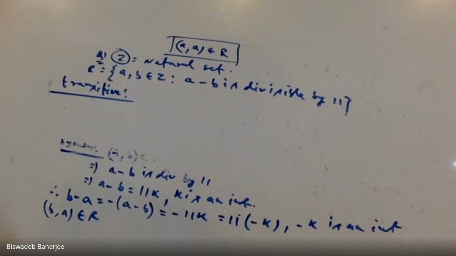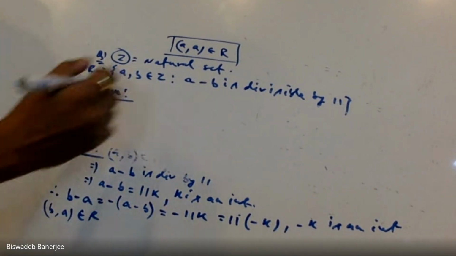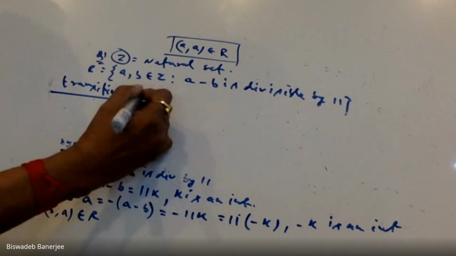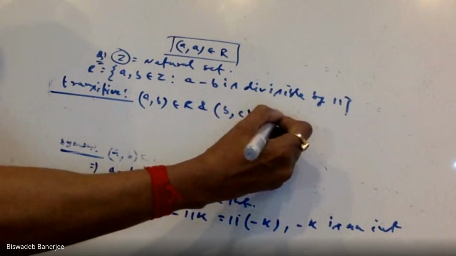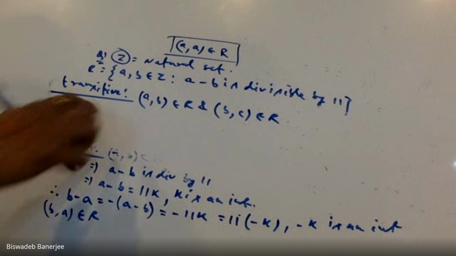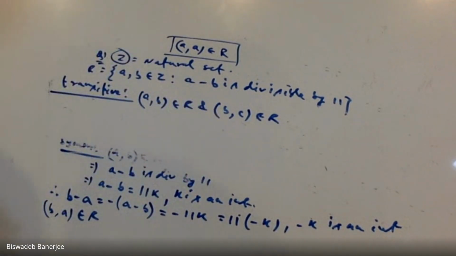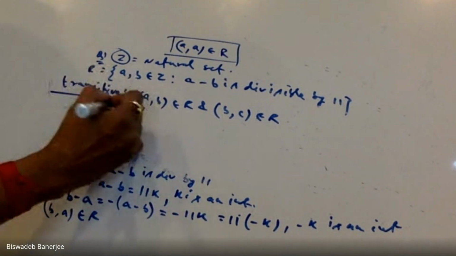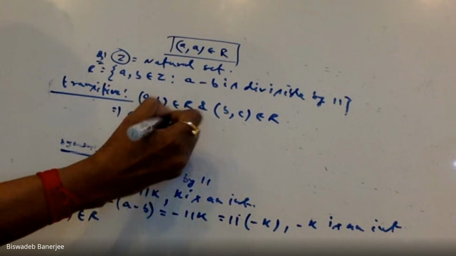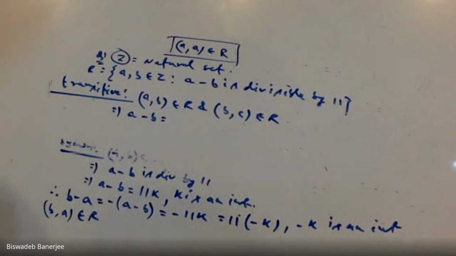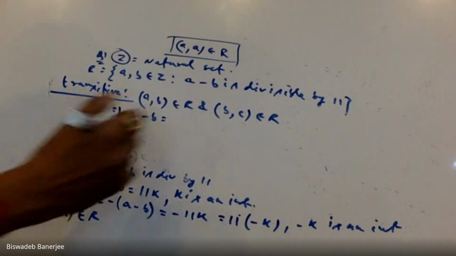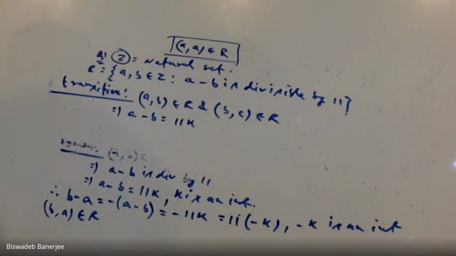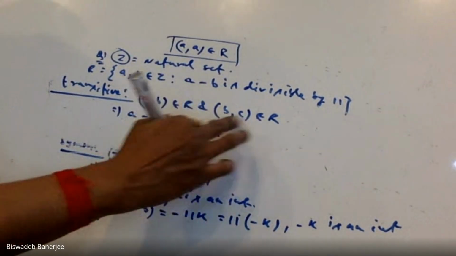Transitive. Now for transitive, we know we have to assume (A, B) belongs to R and another pair (B, C) belongs to R. Always remember this: A, B, C belong to Z. Now if (A, B) belongs to R, it implies A minus B is divisible by 11. That means it is a multiple of 11. And (B, C) belongs to R.